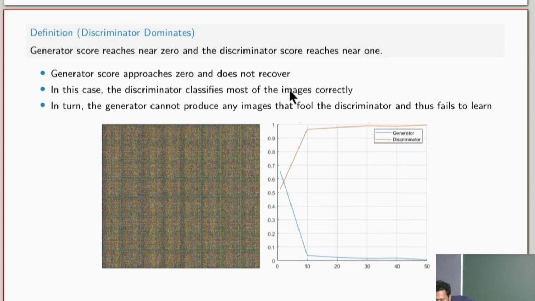In this case, the discriminator classifies most of the images correctly. In turn, the generator cannot produce any image that can fool the discriminator. But the idea was that the generator should produce images that fool the discriminator for a longer time.